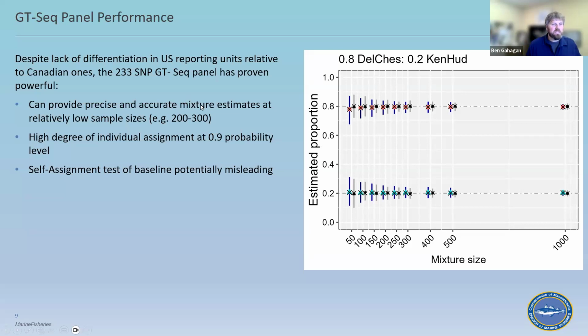We were interested to see what sample sizes we needed if we want to do mixed stock estimates up and down the coast. And so here you can see a scenario over 2,000 runs of simulations with an 80% proportion of Delaware Chesapeake fish on top, and 20% Kennebec Hudson. The colored symbol is the mean of the distribution. The black X is the median, and then the bars are the 95% intervals on that. And so those are for the Delaware Chesapeake and the Kennebec Hudson.